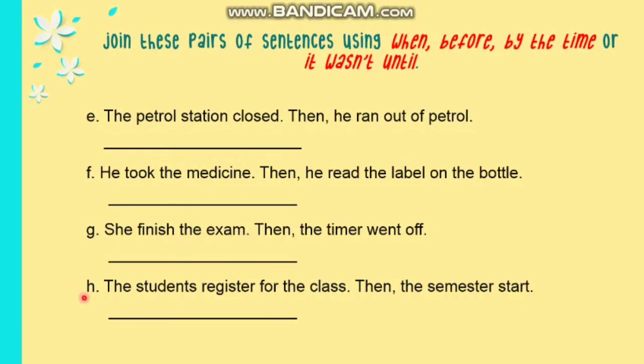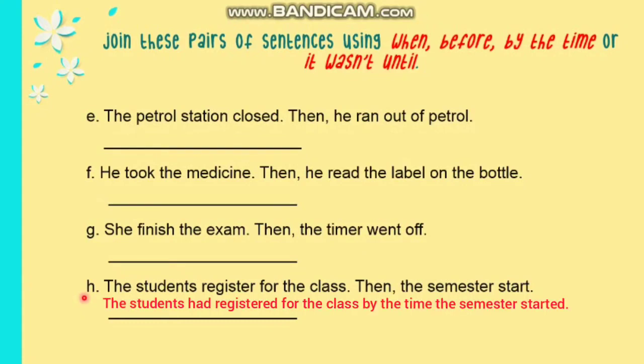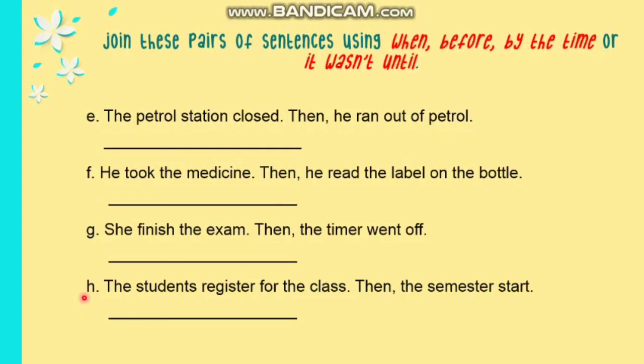Okay, next. The students register for the class, then the semester start. Murid-murid daftar untuk kelas, kemudian semesternya mulai. Jadi dia daftarnya mepet-mepet gitu ya. So it becomes, the students had registered for the class by the time the semester started. Jangan lupa ya, harus dalam past simple yang kedua, event yang kedua.